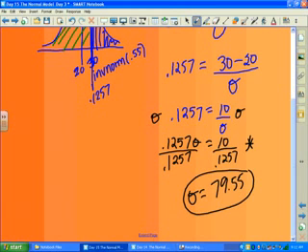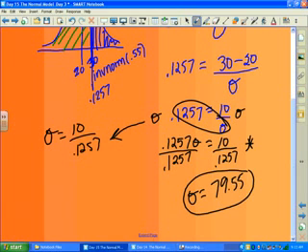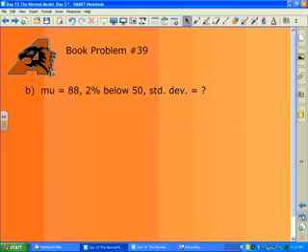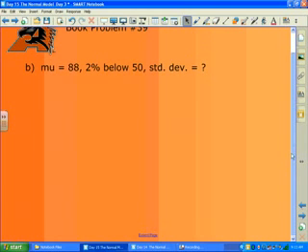Okay, I'm going to skip this step from now on. I'm going to go straight from here to get my answer, because in essence, you could just say sigma equals 10 divided by 0.1257. You just switch these two components. That's the short algebra you just know if you skip all those other steps. All right, B, same problem. It's the same thing, looking for the standard deviation. Try this one on your own. See if you can do that one.